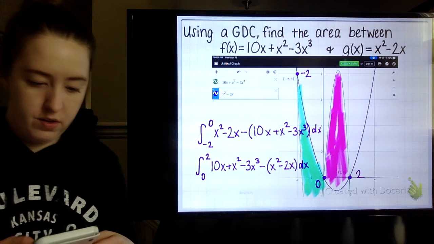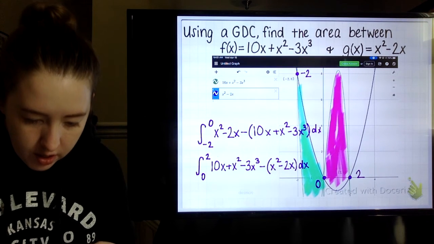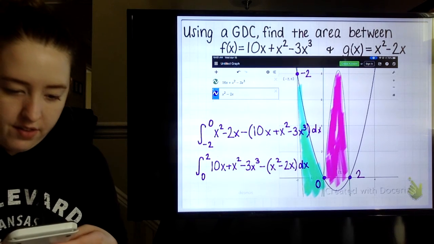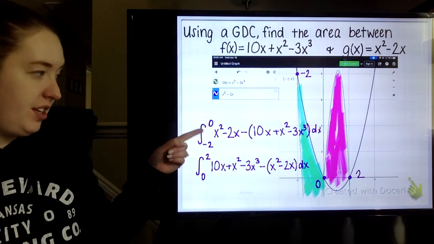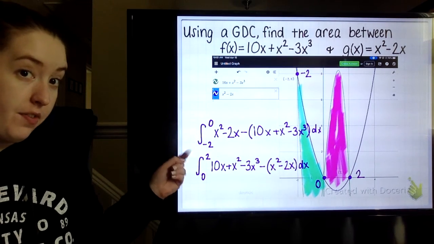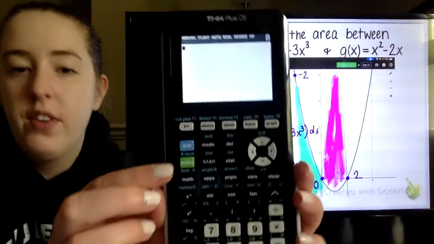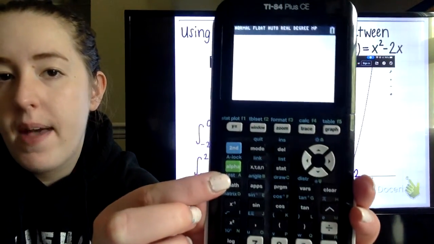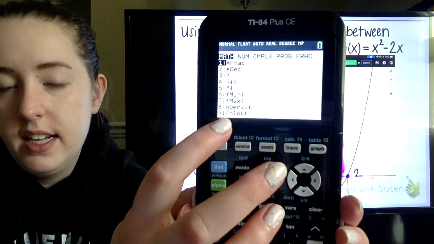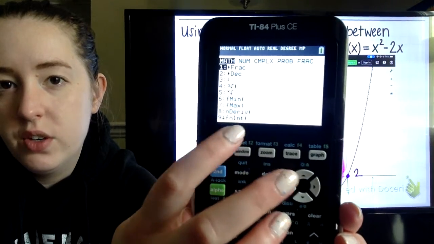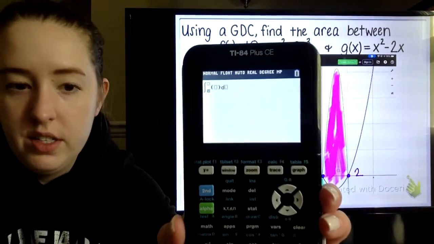Then we will go and find our, okay, I have another way for you to find integrals, so that we don't have to graph both of these. Here's what you're going to do. First, you're going to click on Math. And then you see where it says fnInt, that's function integral. So you're going to click 9. And then it'll look something like that.